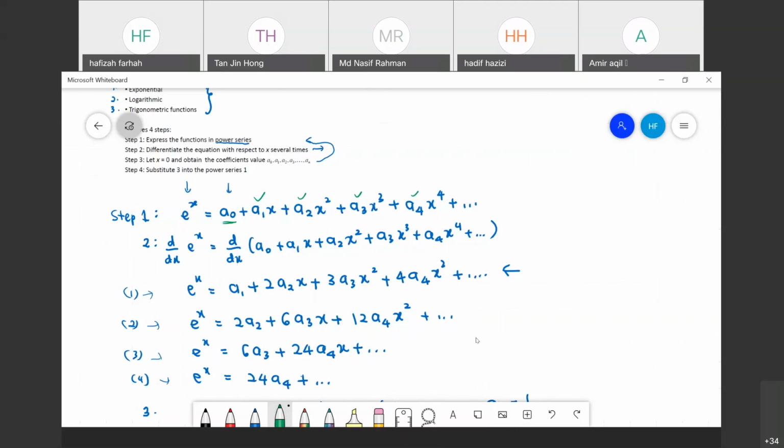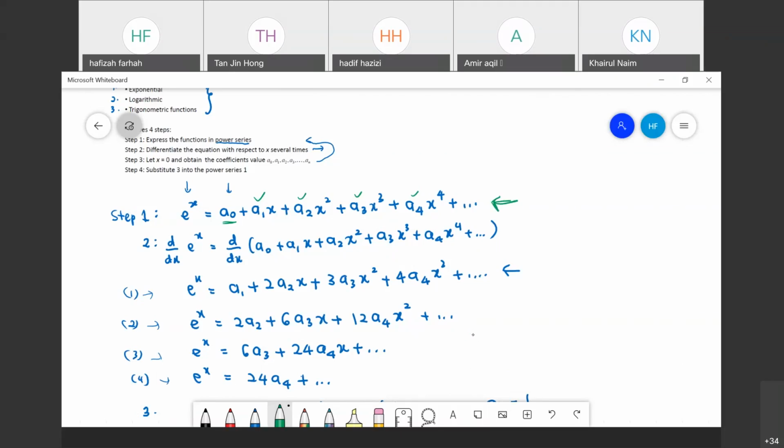So macam mana nak cari a naught? Kita dah dapat a1, a2, a3, a4, masukkan value dalam yang differentiate ni. But how to get a naught? Dah satu. Let x, tak boleh. Let dekat atas ni. Is it? Betul lah kan? So, we substitute x equals 0 in the first equation here.